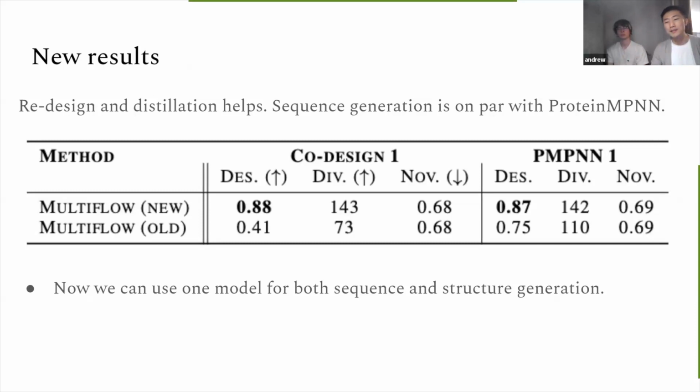You might be asking, okay, you just recapitulated ProteinMPNN in your model. But now we have one model to do both sequence and structure generation at the same quality as ProteinMPNN, rather than the two-step process. And so you can imagine this leads to a lot more flexibility in doing multimodal training and inference.